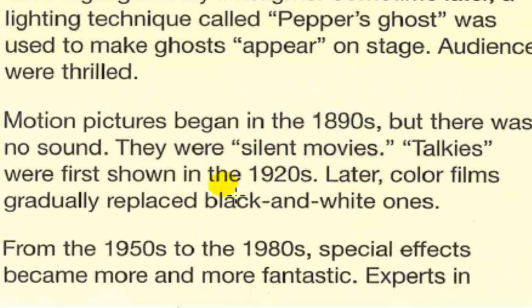Talkies were first shown in the 1920s. Later, color films gradually replaced black and white ones. They made movies in color, not black and white, like the movie Gone with the Wind in the 1930s. From the 1950s, this means 1950, 51, 52, to the 1980s, special effects became more and more fantastic, more and more wonderful.